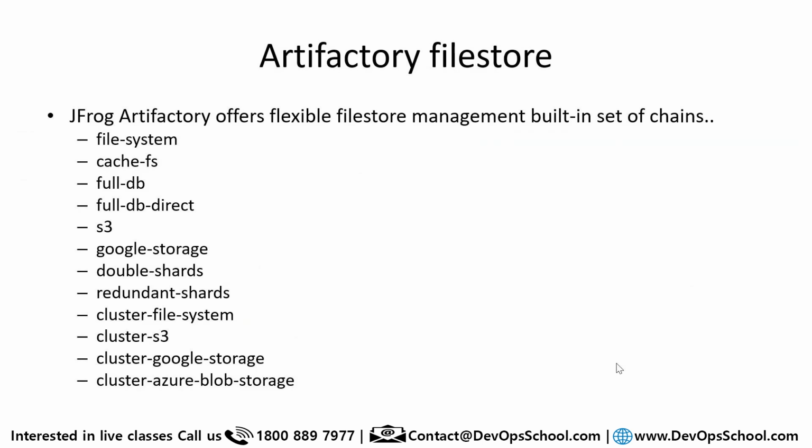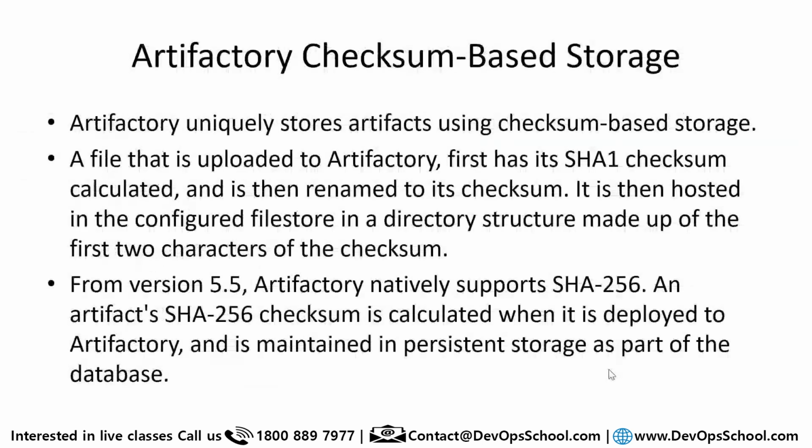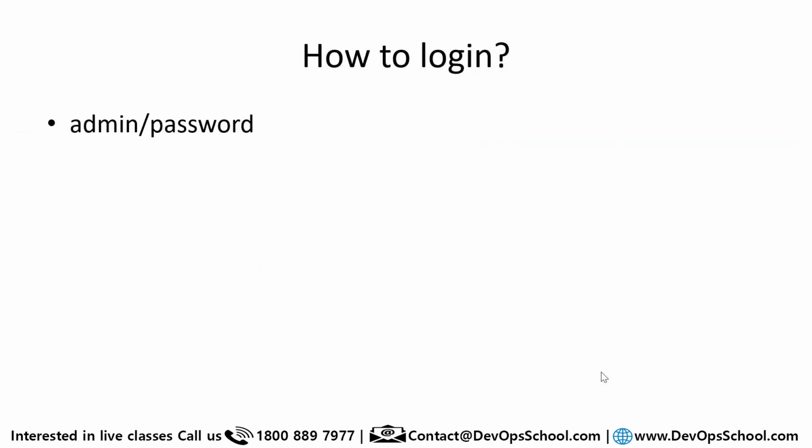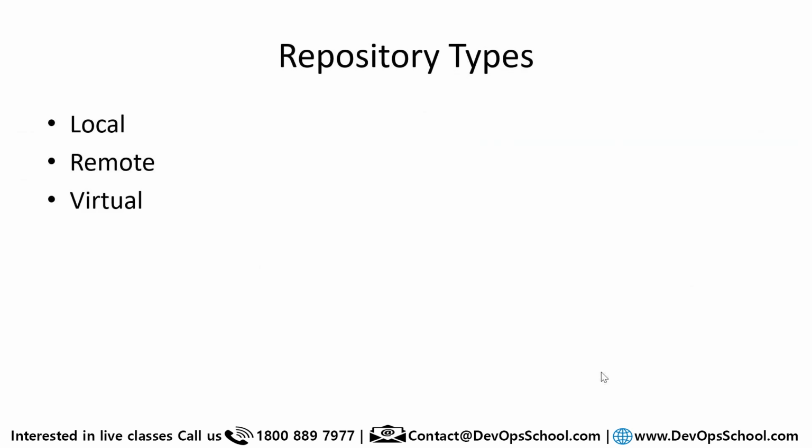So many things are supported. By default, you store the package in the file system only. Some checksums are applied, which are SHA-1, SHA-256, and all that is also there. And how to access the Artifactory? Typically it's open on port 8081, /artifactory, where you can access it. The default username is admin, and then the password.